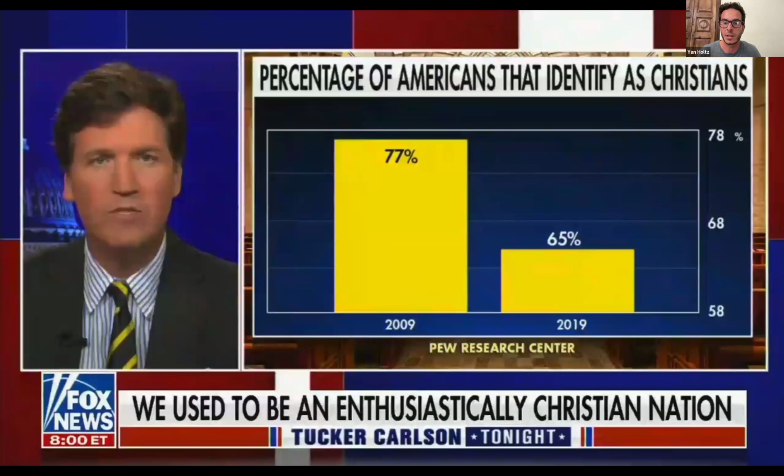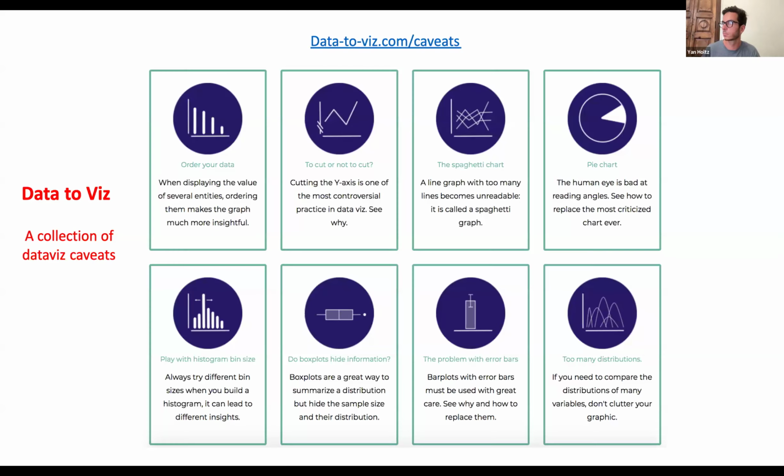I'm going to try to accelerate a little bit because I'm very late. That's a bar chart, very common mistake. When you're doing a bar chart, never cut the y-axis because here we're going from 65 to 77%, and it looks like this bar is twice as big as this bar. So that's very misleading. That's a very small overview of all the data viz caveats that exist.